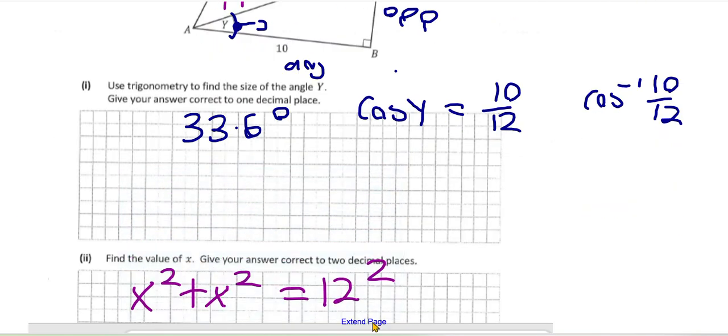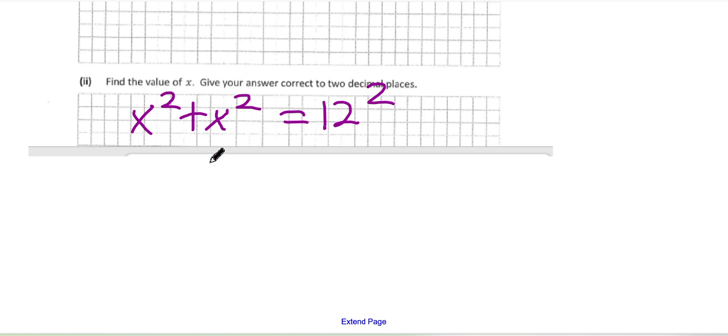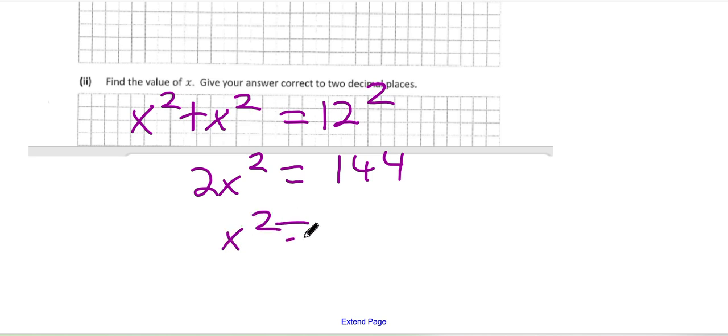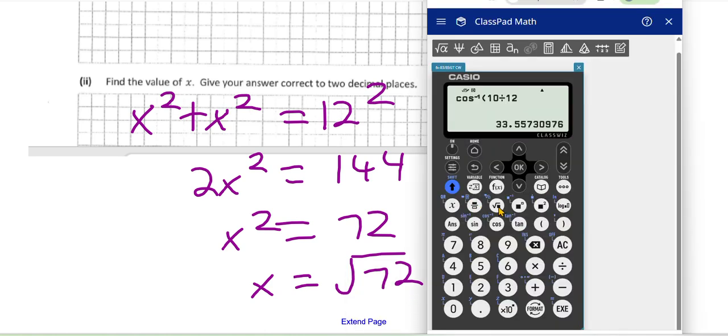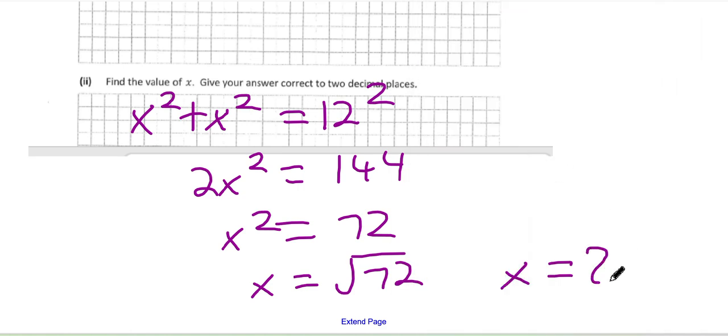And then what's x squared plus another x squared? 2x squared. And that's 144. Divide by 2. Will somebody tell me what root 72 is? Correct to 2 decimal places. 8.48. Is it 8.49? I think it's 8.49, guys. Once again, was there any decimal errors rounding there?